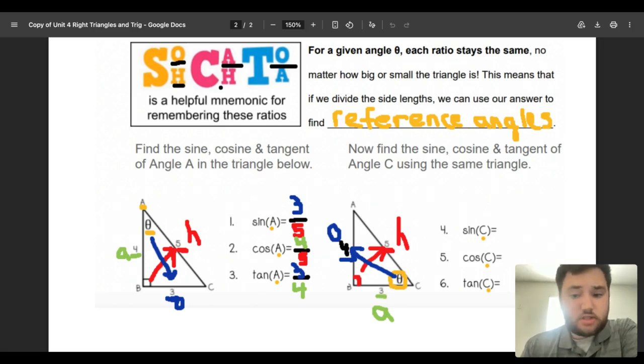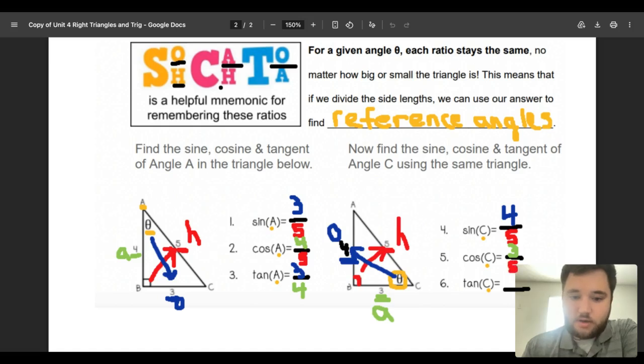So here's the thing. I'm still using SOHCAHTOA. I'm still going to use the same exact ratios that we've been using. But this time the numbers are slightly different. The one that's not different is hypotenuse. So when we do sine of C, opposite over hypotenuse, this time my opposite is 4, and my hypotenuse is still 5. So sine of C is 4 over 5. Cosine of C is going to be adjacent, which is 3, over hypotenuse, which is 5.